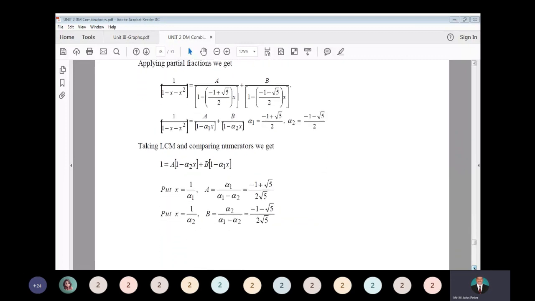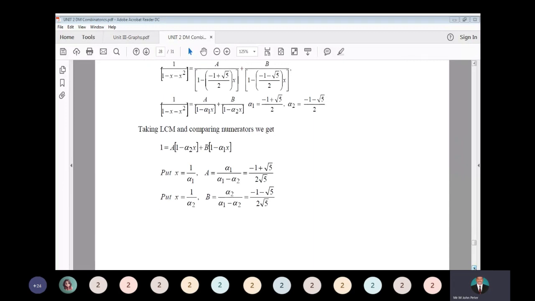So taking LCM and comparing, you will get 1 equal to a into (1 minus alpha 2 x) plus b into (1 minus alpha 1 x). So substitute x equal to 1 by alpha 1, you will get a equal to alpha 1 divided by (alpha 1 minus alpha 2). Substitute the constants, you will get (−1 + root 5) divided by 2 root 5. Alpha 1 is what? (−1 + root 5)/2. Replace that value and simplify. Alpha 2 is (−1 − root 5)/2. Simplify. So b is equal to (−1 − root 5) by 2 root 5.